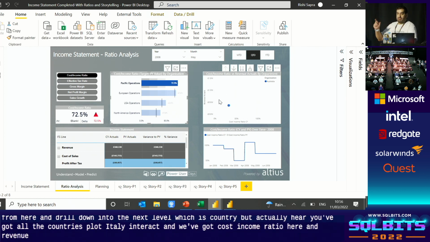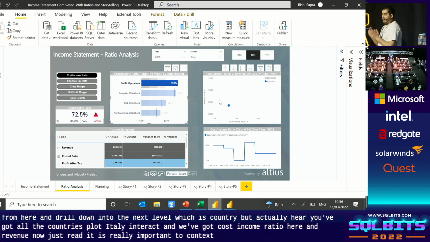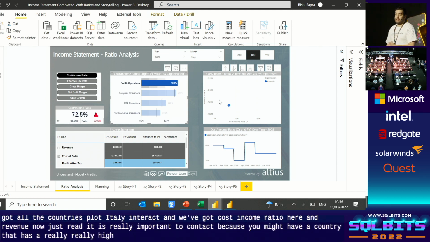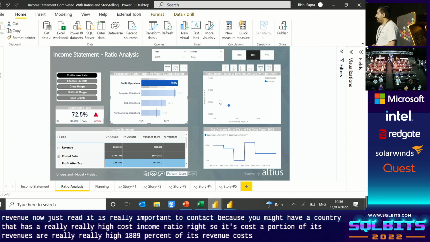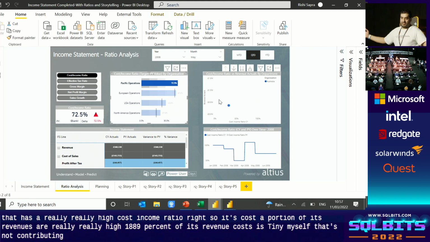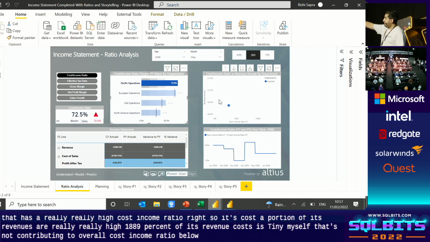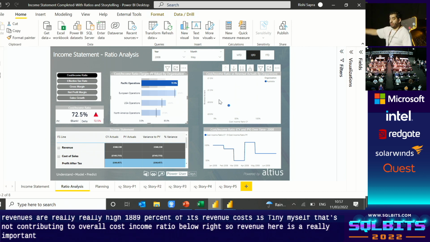Now, this revenue is really important for context because you might have a country that has a really, really high cost income ratio, right? So its cost as a portion of its revenues are really, really high. 90% of its revenue is costs, so low profits. But actually, if that country is tiny in terms of your overall sales, that's not contributing to your overall cost income ratio being low, right? So revenue here is a really important contextual number for that specific ratio.